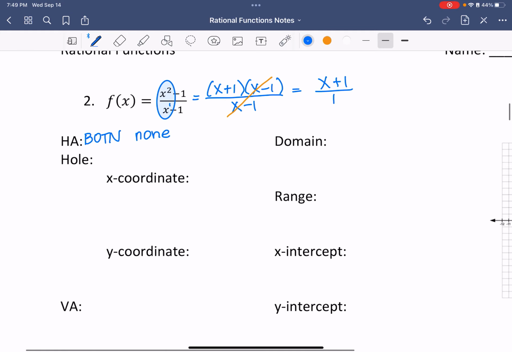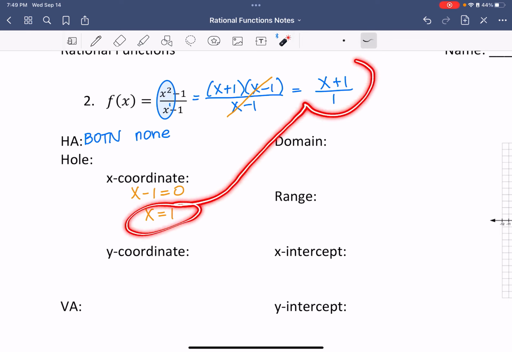Okay, step 3 is to find the hole. You find the hole by whatever you cancel out. We canceled out x minus 1. So I'm going to grab that and set it equal to 0. I'm going to add 1. The x-coordinate will be positive 1. Now, for the y-coordinate, whatever you get here, you're going to plug it back into the simplified equation. So I only have one x. So this x will be 1 because x equals 1 in the x-coordinate.